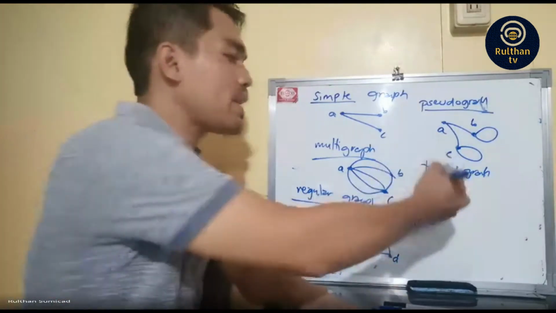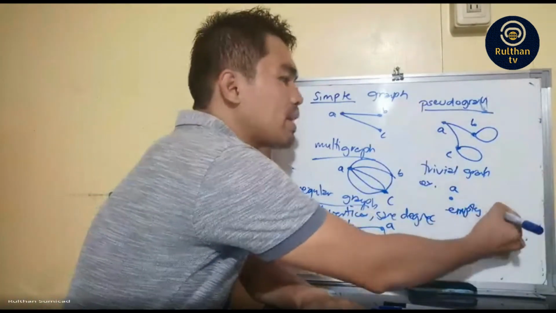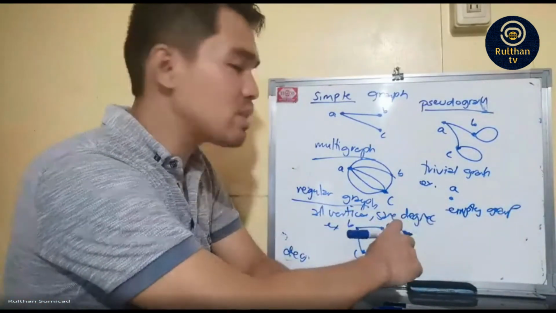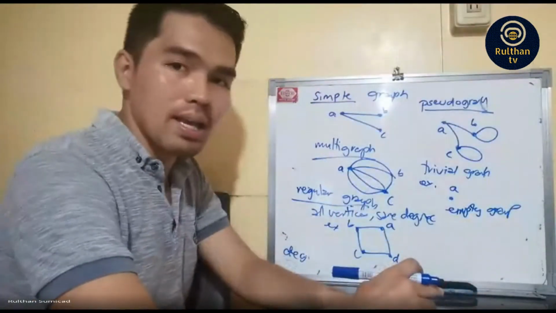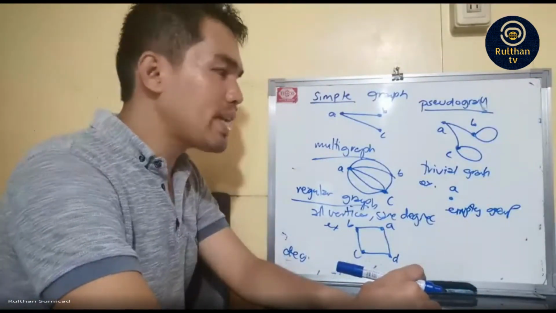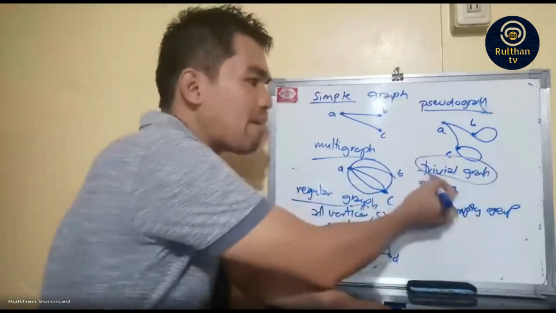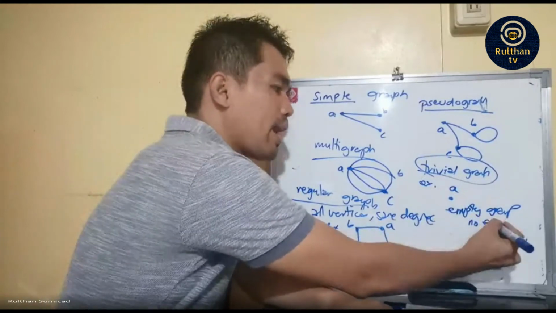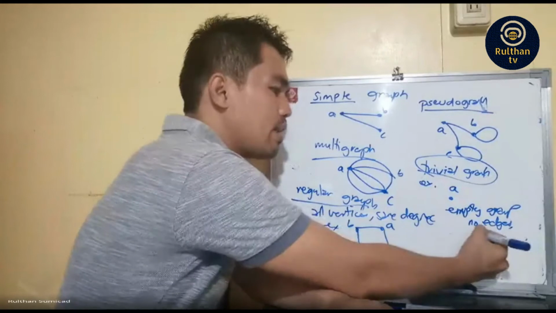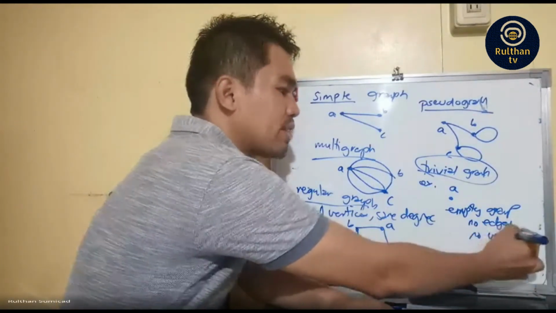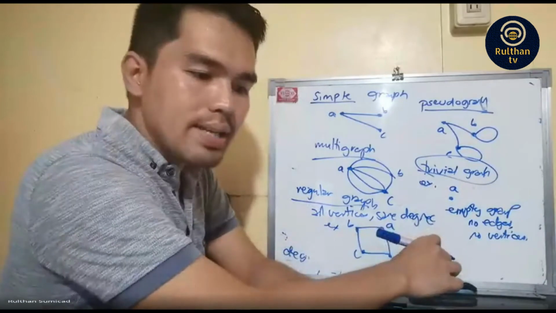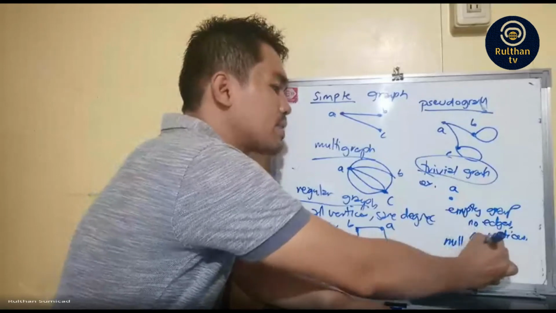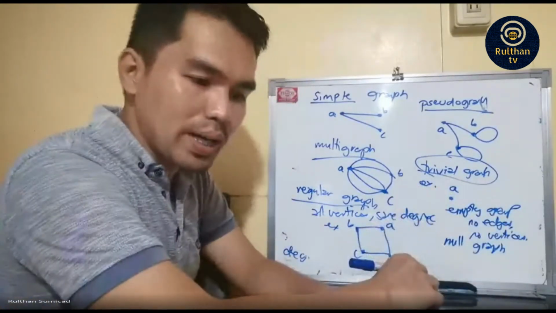An empty graph, what is an empty graph? An empty graph is simply a graph with no vertices and no edges. So nothing at all. That's an empty graph. Take note, a trivial graph is not an empty graph because there is a vertex. So no edges and no vertices. That's an empty graph. While a null graph is a different story.